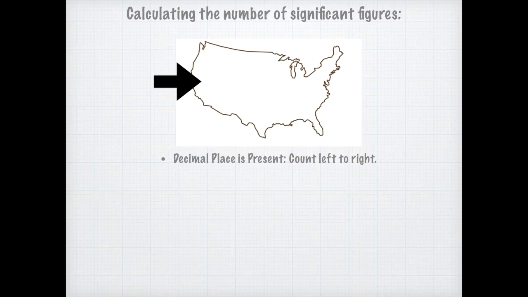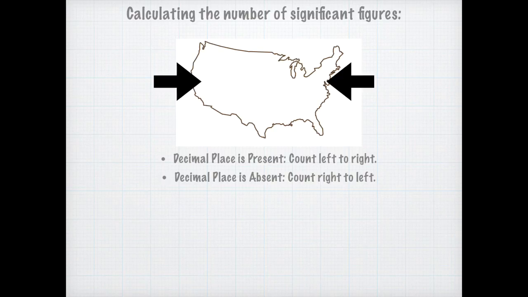Now, if the decimal place is absent, meaning you're on the Atlantic Ocean, you're going to be counting from right to left. Now, there are only a couple of other rules, and the main one is that you can't start counting on a 0. However, if you have already started counting, then you will include a 0.